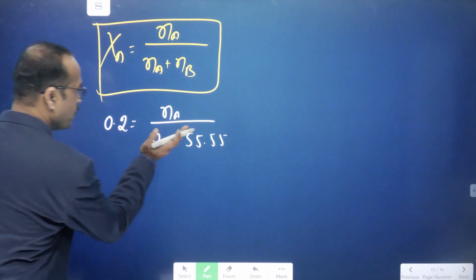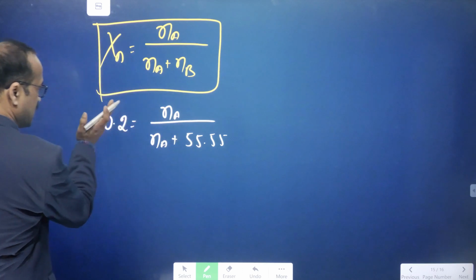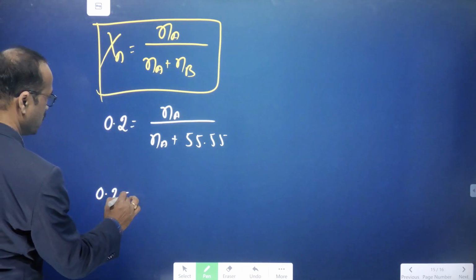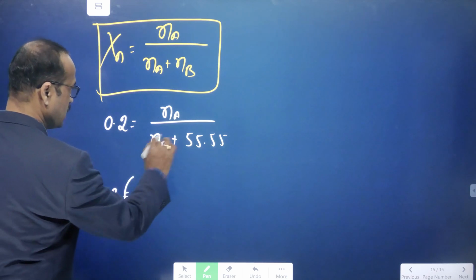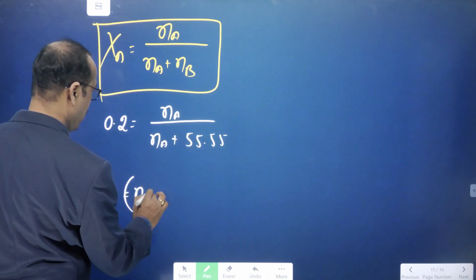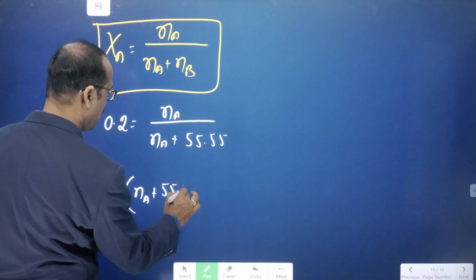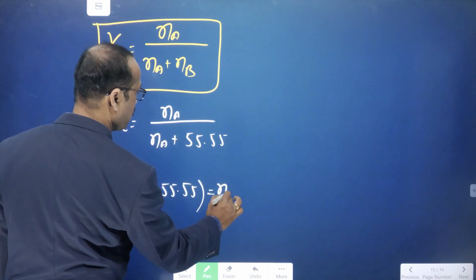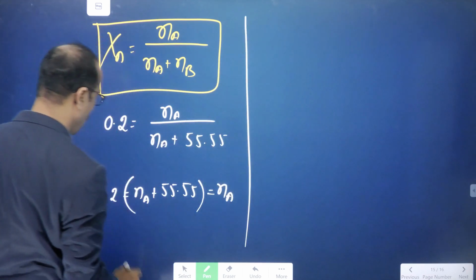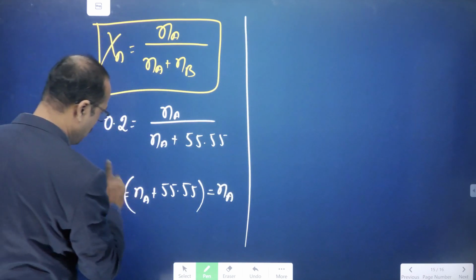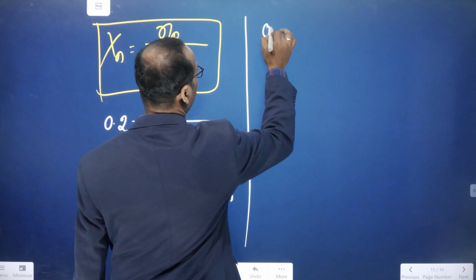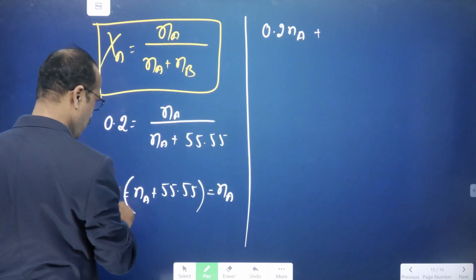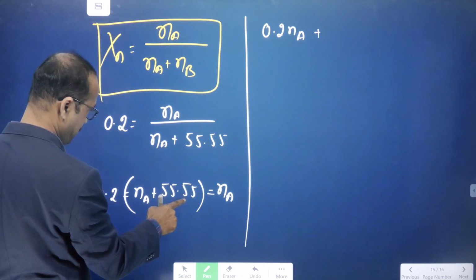Now what I do, I bring this denominator to this side, so it becomes multiplication. So this becomes 0.2 into (Na + 55.55) is equal to Na. Clear? Now I'll multiply 0.2 into Na, 0.2 Na, plus 0.2 into 55.55.